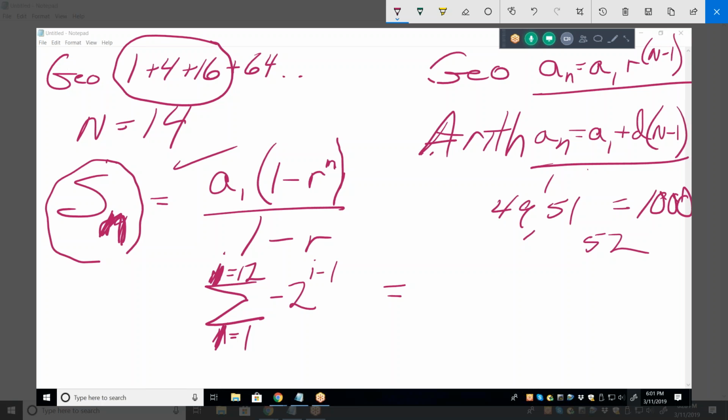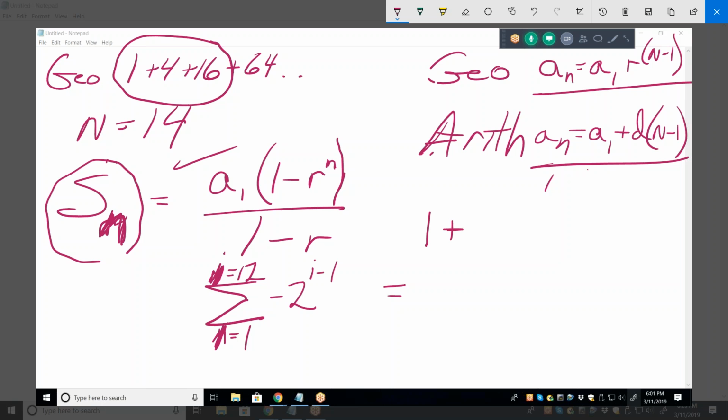Let's first of all make sure we understand what sigma means. What's the first term of this series? -2. Substitute 1 for i. What's -2 to the 0 power? 1. Any number to the 0 power is 1. Okay, so there's the first term.